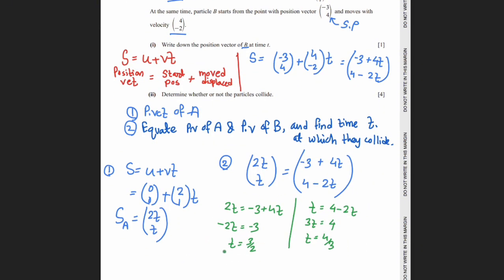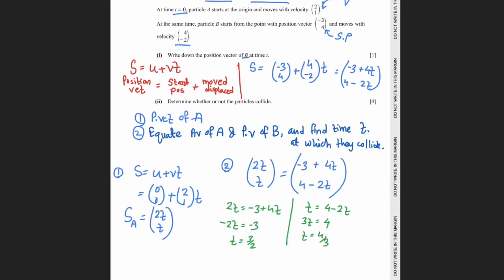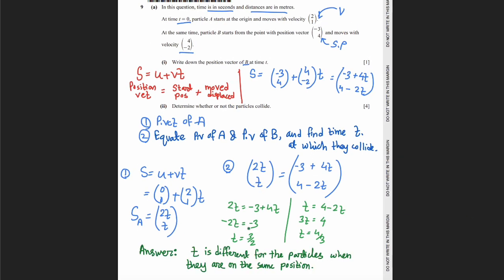Now how do we write this? We will write this by saying that A arrived at that position at 1.5 seconds and B arrived at that position at 1.33 seconds. That means B arrived earlier at that position and A arrived later at that position, meaning they do not collide. If they collided, the time would be the same for those particles. So that is our final answer.